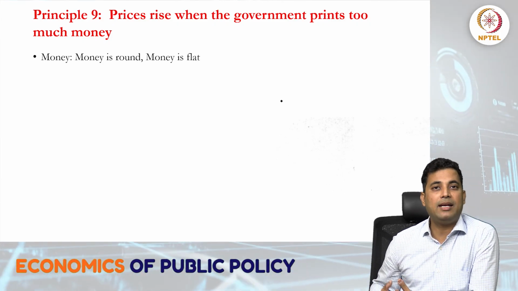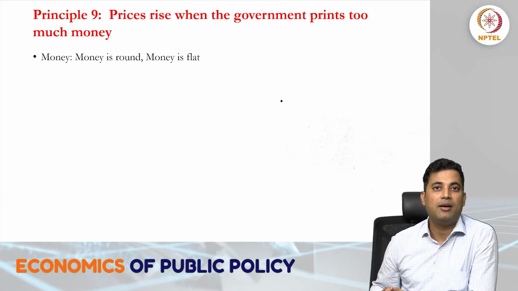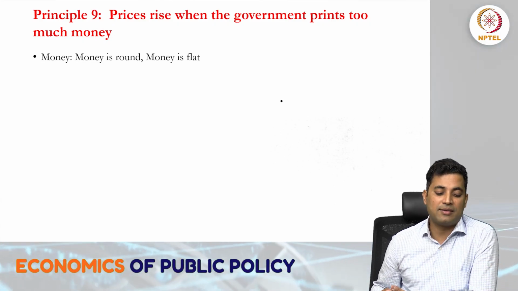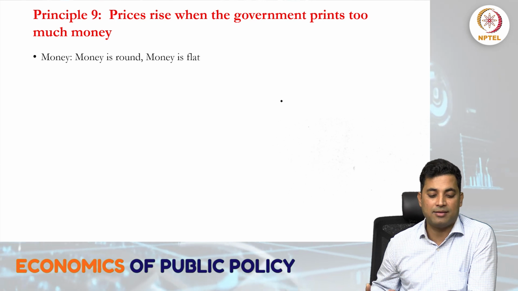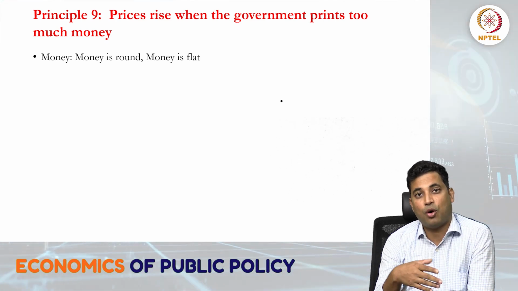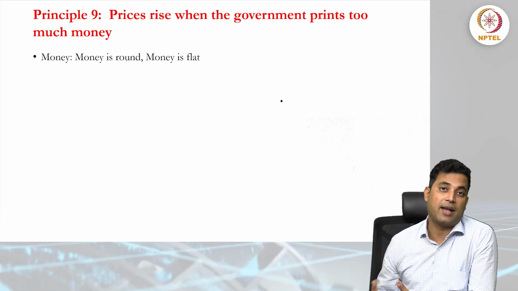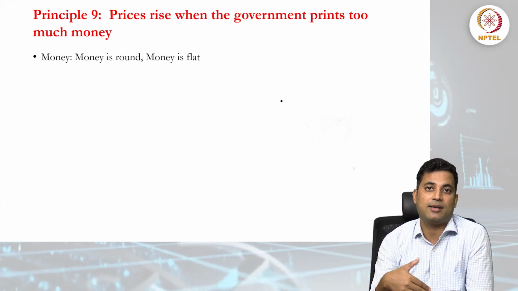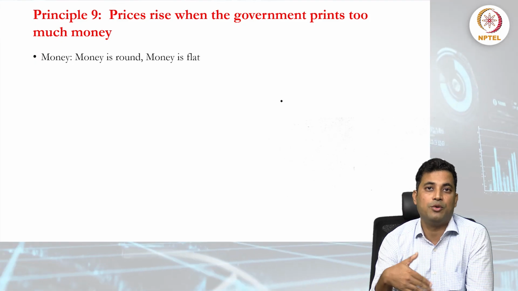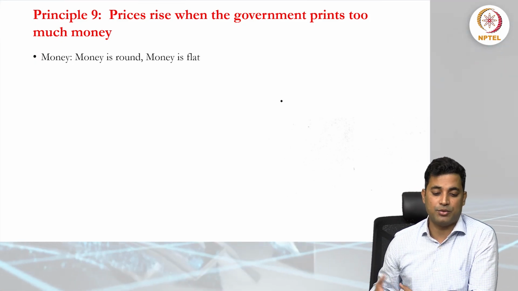Money is a connotation. Those who are students of economics say that money is round because it has a positive impact as a medium of exchange, it rolls. And money is flat, because if you store it, it has store value. So when you put money away, it has value as a store of value.